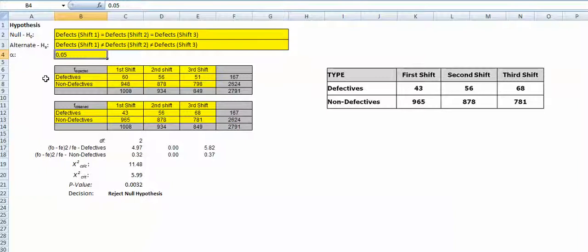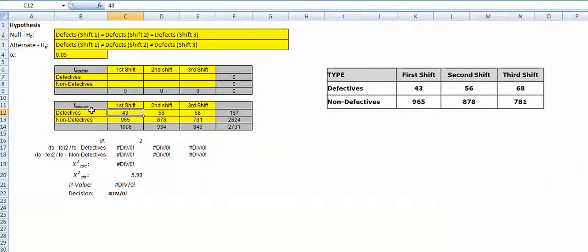Our confidence level is 95%. Now the way this is constructed, I want to take these out, and we'll actually walk through this. So I'm going to lay these numbers in here. This is the observed, so remember this is the results. We collected our data. These are our results. So in the first shift we had 43 defectives and 965, so we lay those in here. 43, 965, and then we've got 56 and 878, and then 68 and 781. So those are the results. Now what would we expect to get? And that's where the complexity comes in.